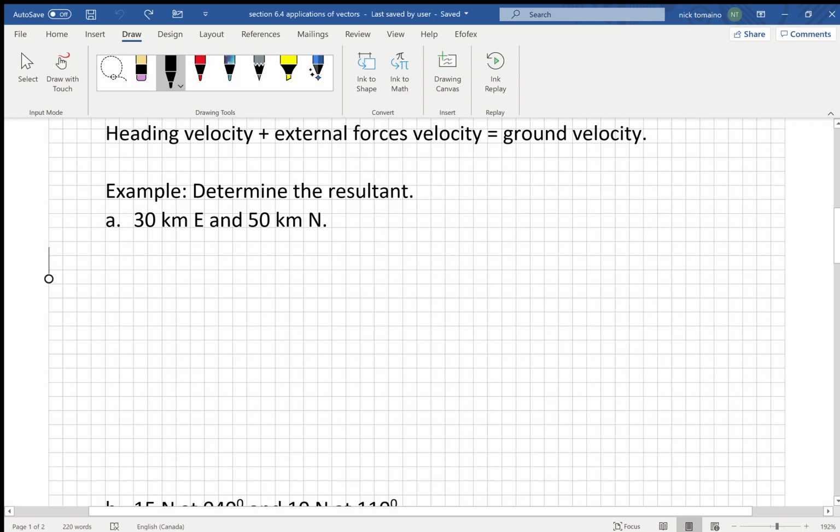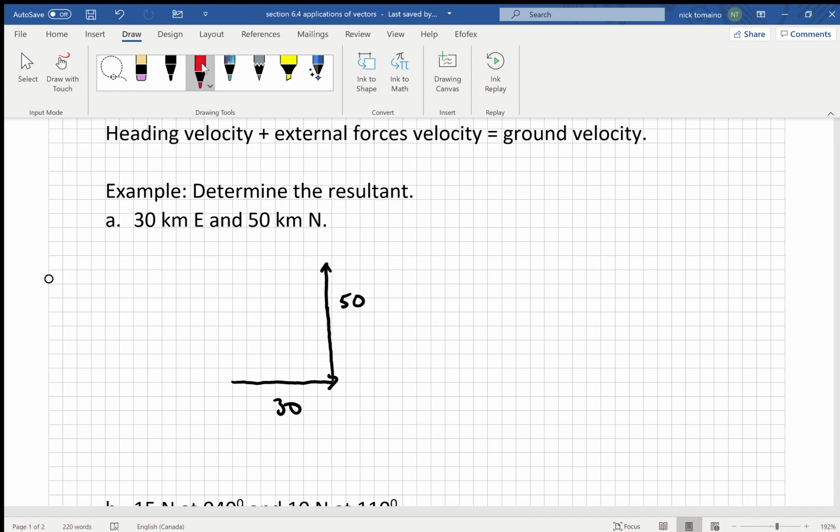So example, determine the resultant of 30 kilometers east and 50 kilometers north. So let's start off and we will go 30 kilometers east and then we will go 50 kilometers north. Okay, so we can start off with the east and then we can attach the north here. Well, and there's your 50 there, and then there's 30 there. So the resultant is from the tail to the tip. Okay, that's your resultant, and we'll call it R. Right, and you just put that arrow to indicate a vector.